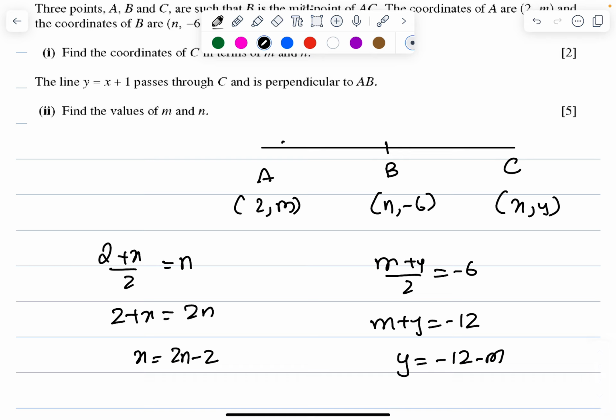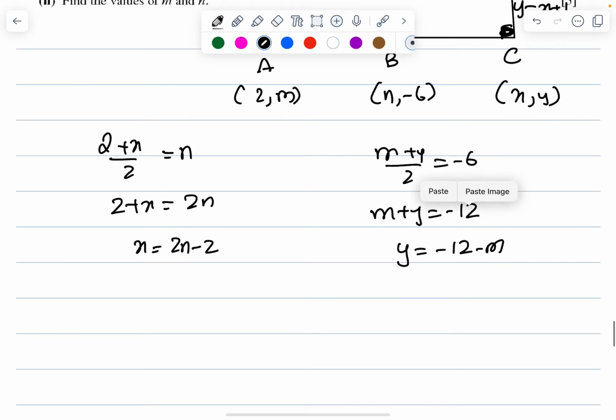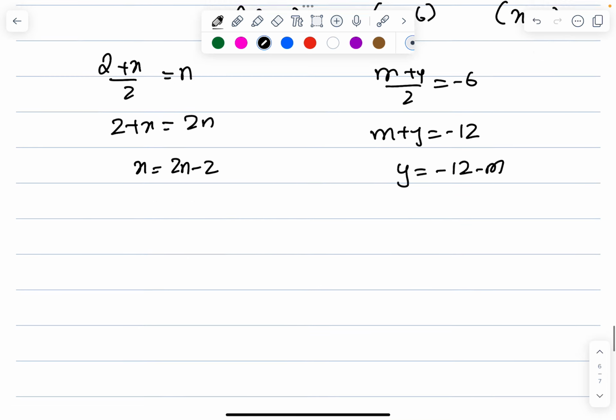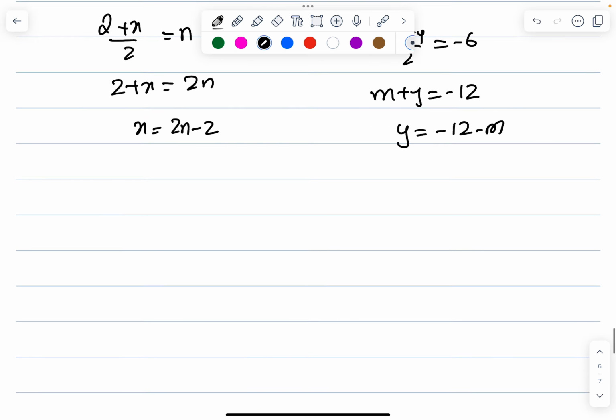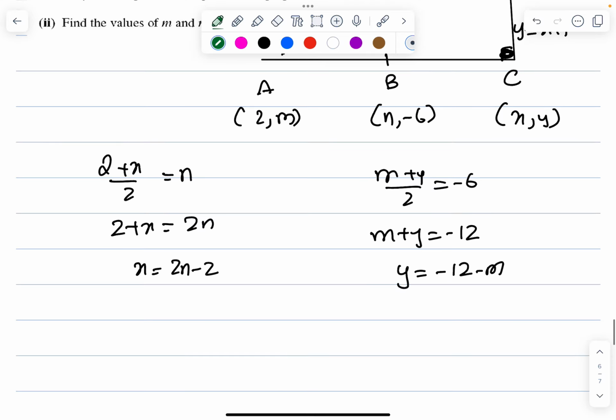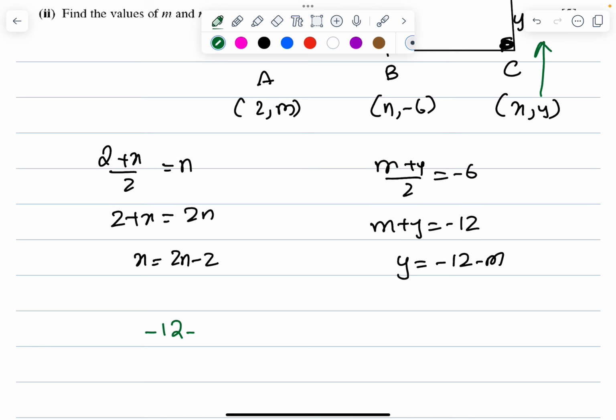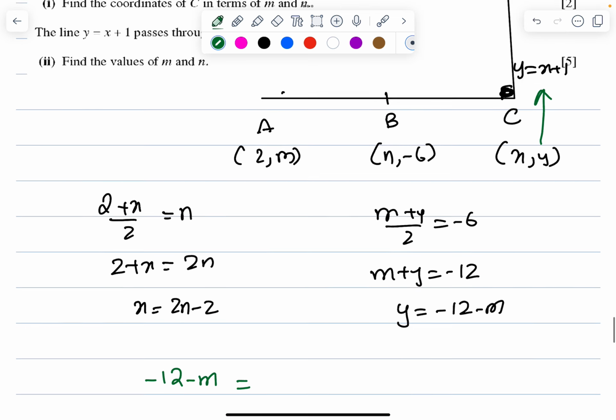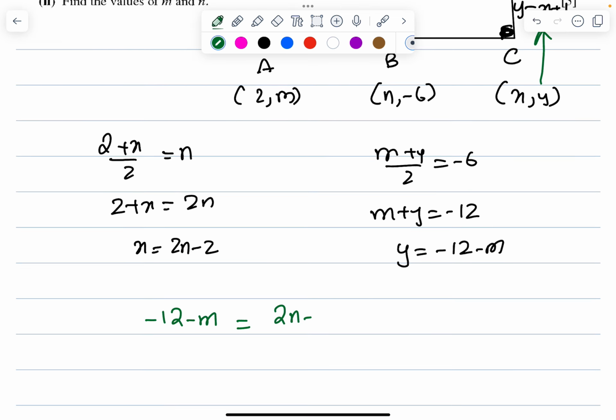The line y equals to x plus 1 passes through C and perpendicular to AB. Find the values of m and n. So this is y equals to x plus 1. C lies on this line. So minus 12 minus m should be equals to x plus 1, which is 2n minus 2 plus 1.